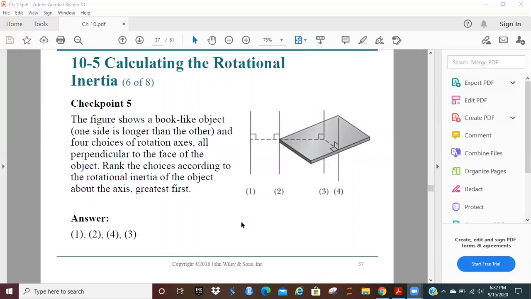The figure shows a book-like object where one side is longer than the other, and there are 4 choices of rotational axes, all perpendicular to the face of the object. Rank the choices according to the rotational inertia of the object about the axis with the greatest first.